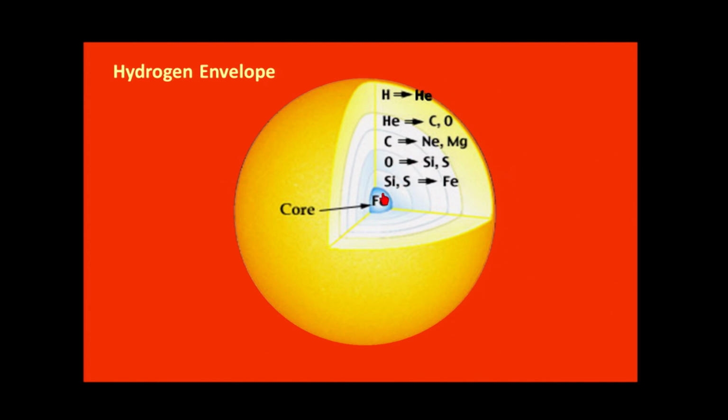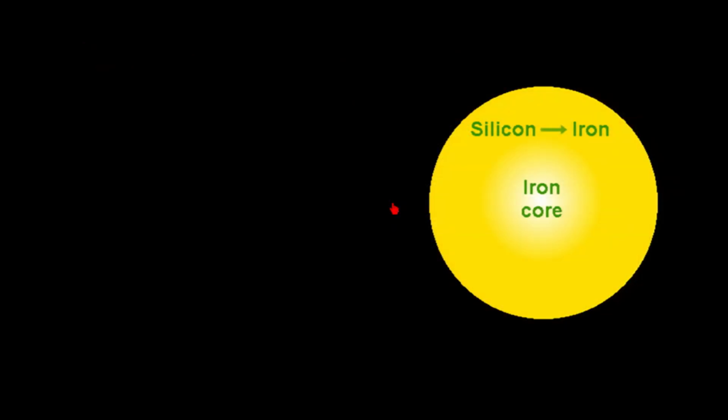The problem with the core becoming iron is that when you cause the fusion process to occur for iron, it actually takes more energy to get fusion to occur than you get out of the fusion reaction. So the layer of silicon that is fusing into iron above the iron core is continually adding more and more iron to the core of the star.